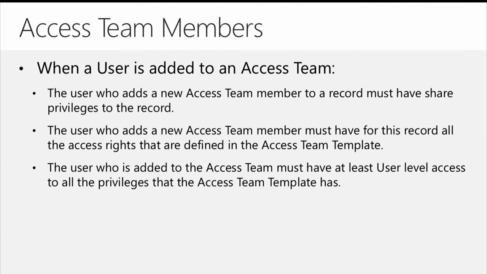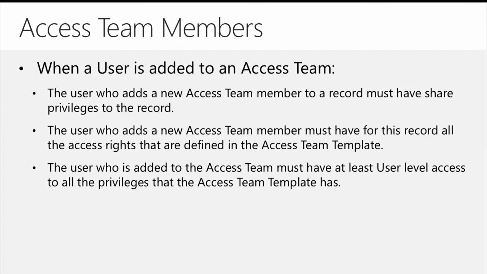So it's that concept of not being able to give somebody more rights to something than what you have. So you have to make sure that you have all of the permissions that are defined in that access team template before you start adding members to it. And then the other thing is, the user who is added to the actual access team has to have user level access to all privileges that the access team template has.